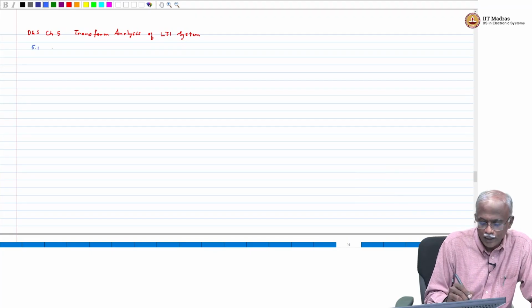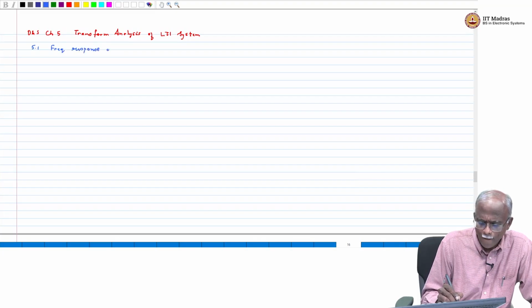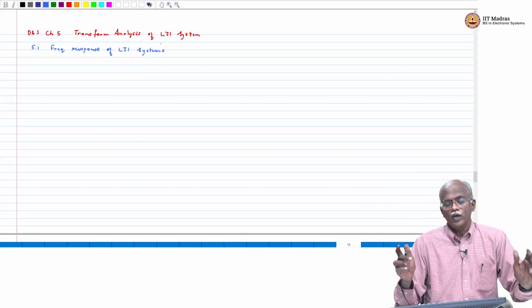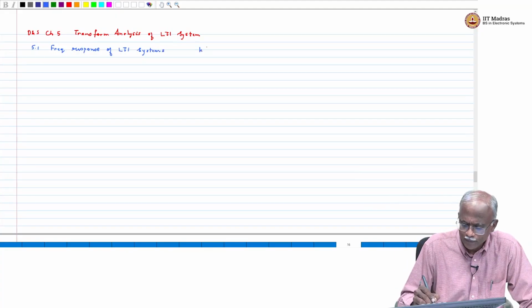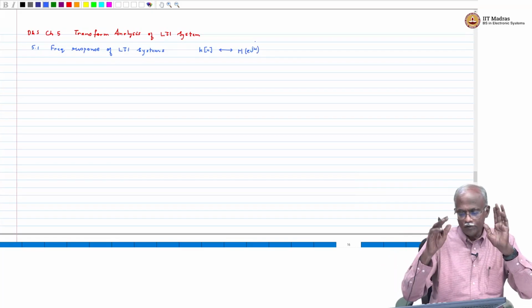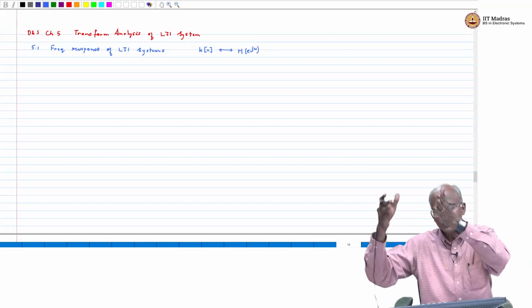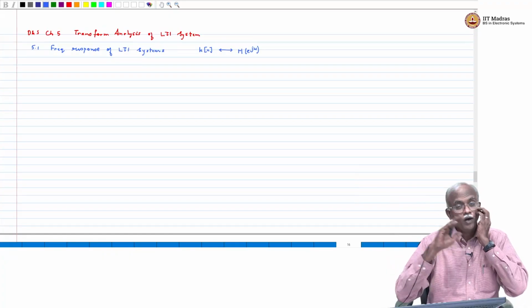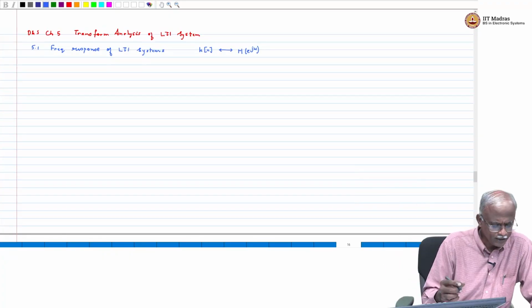Chapter 5.1 deals with the frequency response of LTI systems. This we will assume is something that we already know how to do, because if an LTI system is characterized by means of h of n, we can always compute H of e to the j omega. That is the frequency response, and the frequency response can be written in terms of magnitude and phase, real part, imaginary part, all of these things that we have studied in chapter 2.